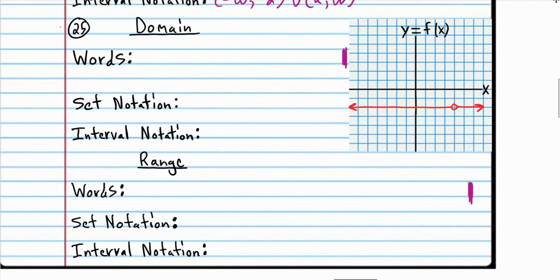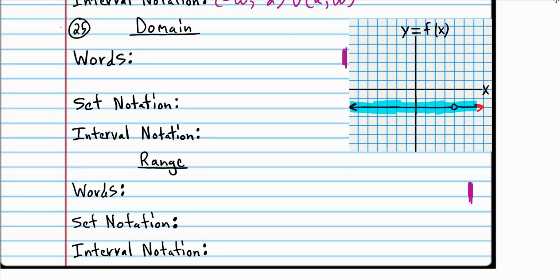Okay, let's try number 25 together. Notice that the points on this graph have pretty much any x value. We go to the left indefinitely, and we go to the right indefinitely. But there's one point here that's an open dot, which means that x cannot be equal to 4. So we say that the domain is all real numbers except 4.